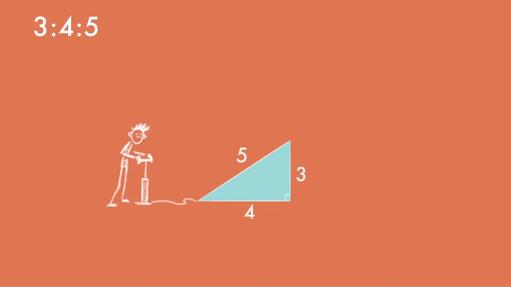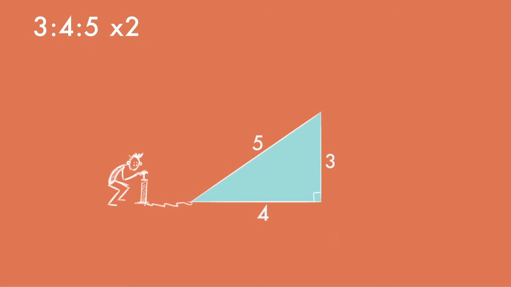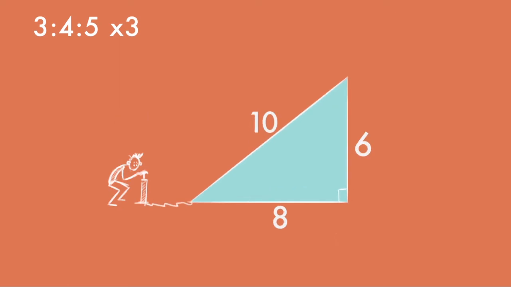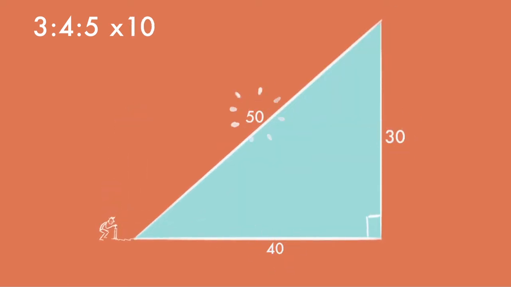Now these triangles can be disguised. They can be scaled up by a factor of 2, 3, 4, and so on. For instance, the 3, 4, 5 triangle can be scaled up by a factor of 2 and show up as a 6, 8, 10. Or tripled to become a 9, 12, 15. Or even multiplied by 10 to become a 30, 40, 50.